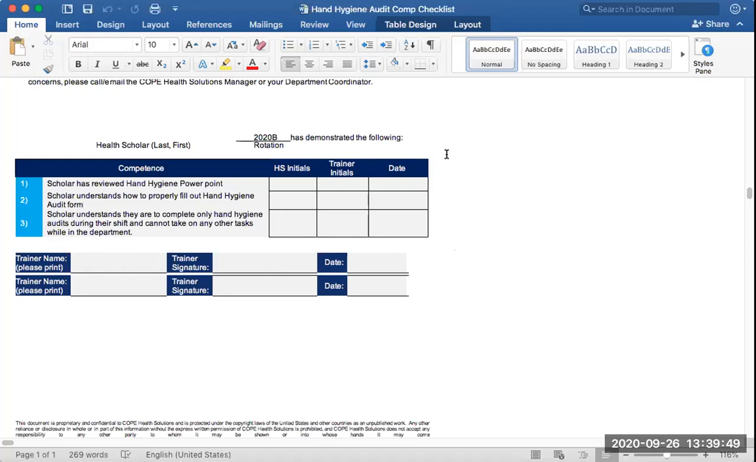Remember, the departments that you can observe through are telemetry 1, telemetry 2, 1 north, the ICU, only the first half, and the emergency waiting room. And that is all of the training for this department. Are there any questions?